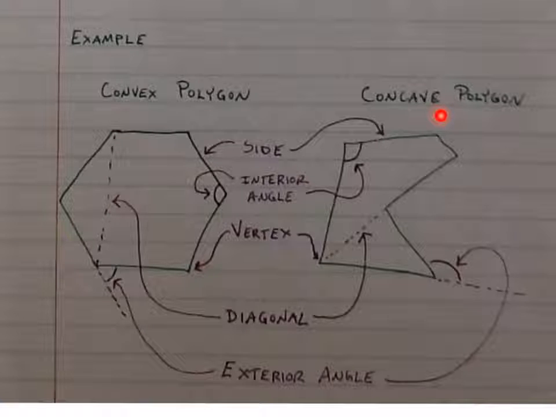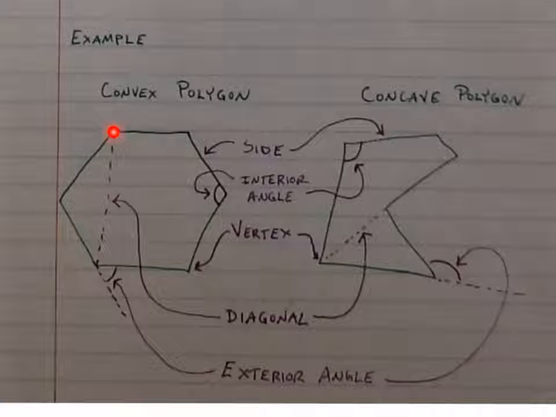A couple small vocab words. Polygons have sides, so the segment that makes up a side to the polygon is called the side. Interior angles are angles contained on the inside. The vertex is each of the points that make up the polygon. And the diagonal is a line that goes from one vertex to another.